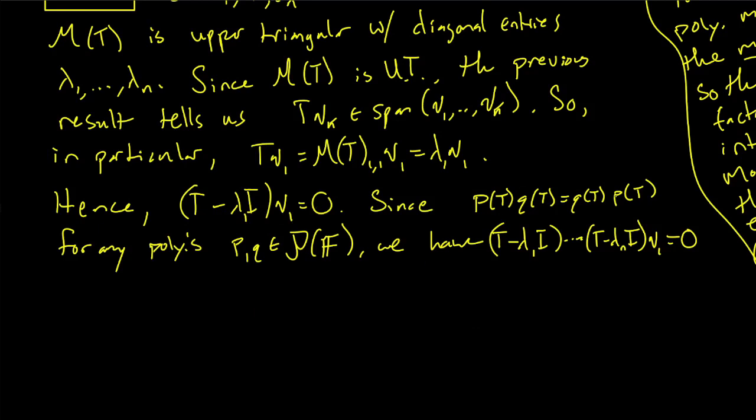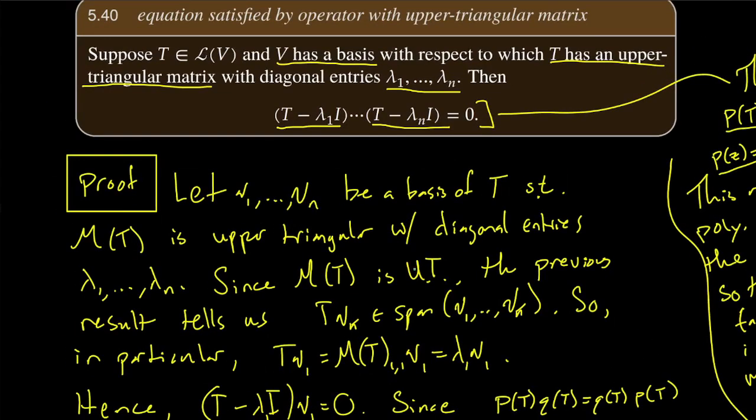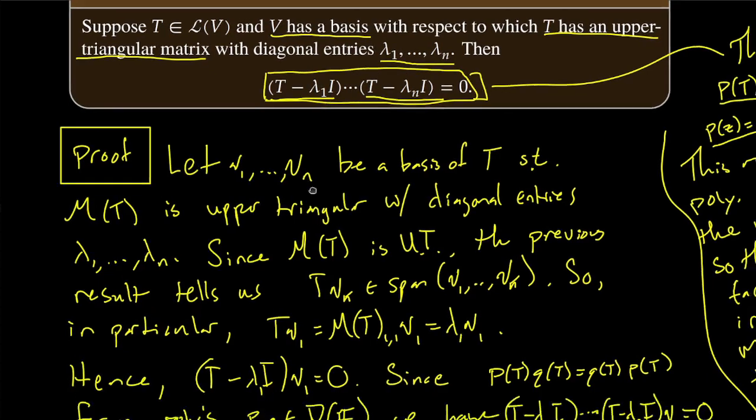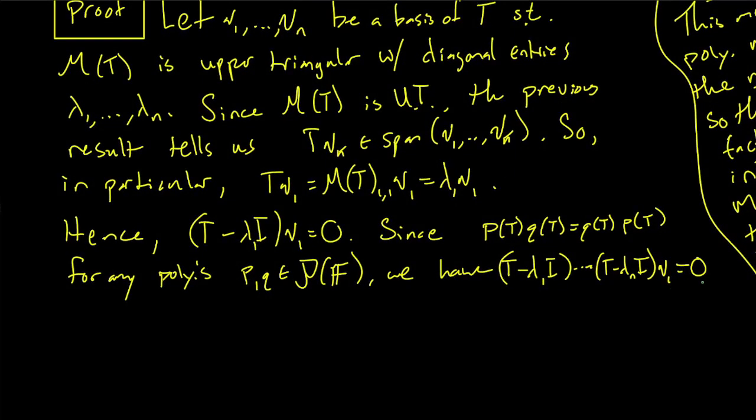Hence, because polynomials of an operator commute, we can say that T minus lambda 1 I, which zeroes out v1, take a bunch of other stuff, that's just another polynomial, switch this over there. Then we get 0 out from this. Nice. So we want to show that this thing right here is the 0 operator. An easy way to do that is to show that it sends a basis to 0. We've just shown that it sends v1 to 0.